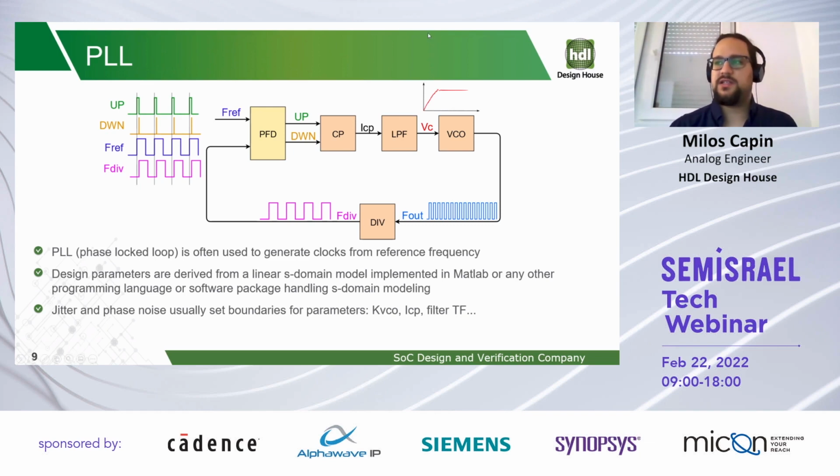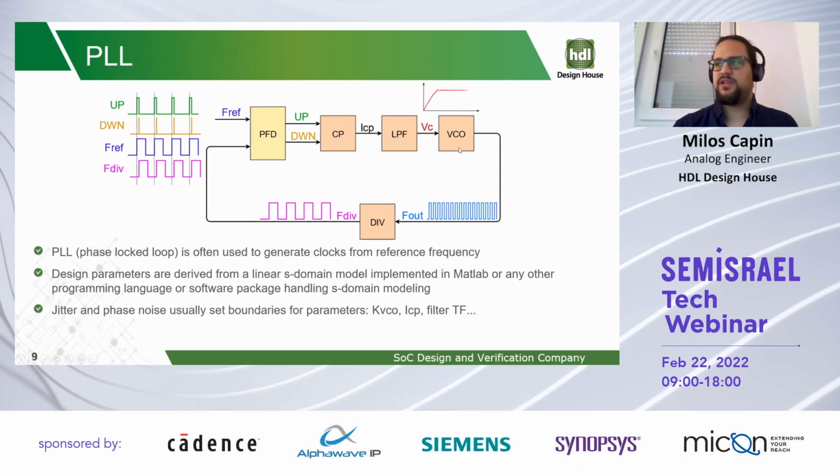In this case, the PLL takes the reference frequency and takes the divided frequency, which is divided from the VCO output frequency. It compares these two signals and generates up or down signals, which are then converted to current and smoothed on a low-pass filter to create the VCO control voltage. This control voltage adjusts the VCO frequency so as to achieve a steady state in this system. And the design of each one of these blocks is a completely separate task.